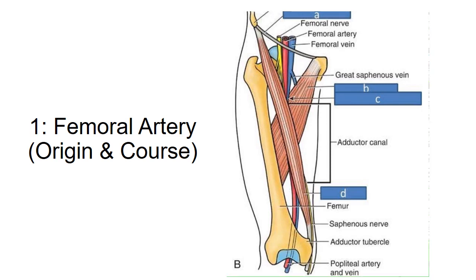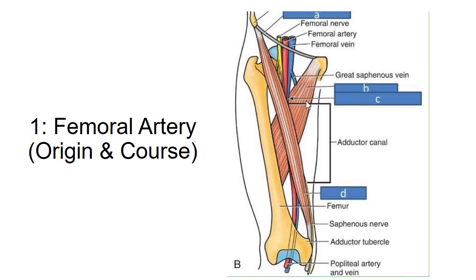After entering the femoral triangle, the femoral artery descends on the adjacent borders of the iliopsoas and pectineus muscles that form the floor of the femoral triangle. Then it leaves the femoral triangle and enters the adductor canal. This is the adductor canal, deep to the sartorius muscle. This is the sartorius muscle. This is the adductor longus muscle.